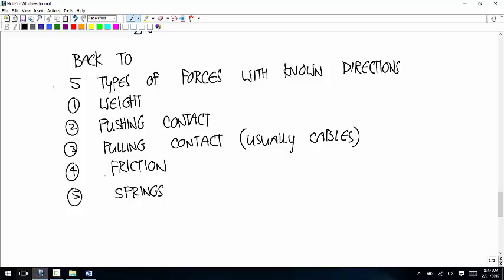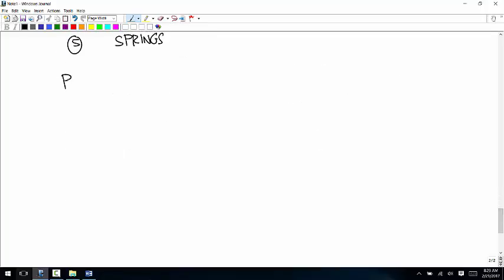Okay, so which of these have we done so far? We did weight. We did pushing. Yep, we're done with that now. So now we're on to pulling contact and cables. So pulling, usually with cables.